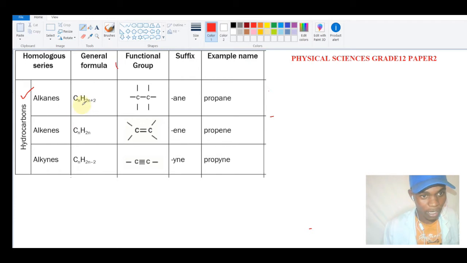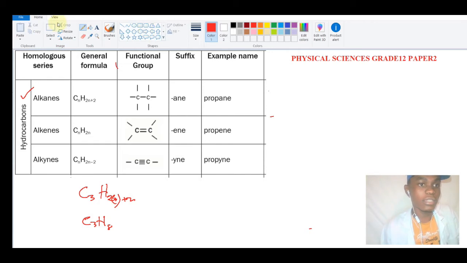For an alkane, let's say for example, you've got propane. Propane has got 3 carbons, so it will be C3H, 2 times N plus 2. What is N? N is the number of carbons, which is 3. So we'll have C3H, 2 times 3 is 6, plus 2, C3H8. So C3H8 will be your propane.